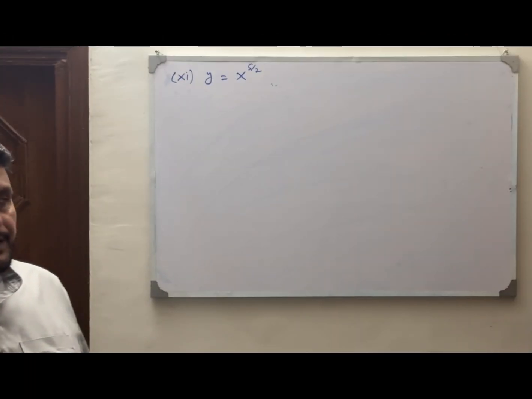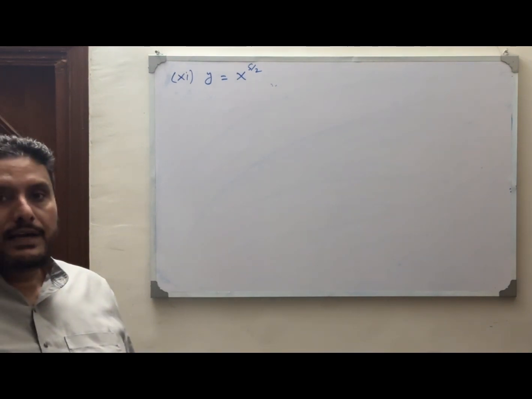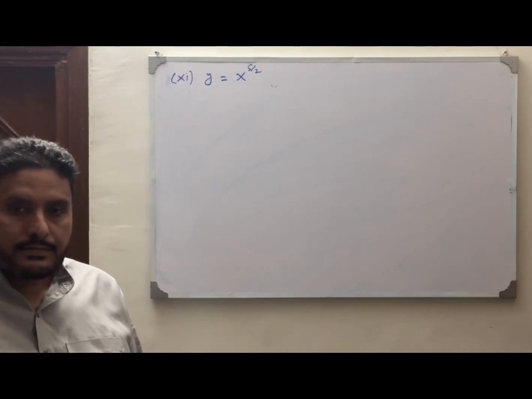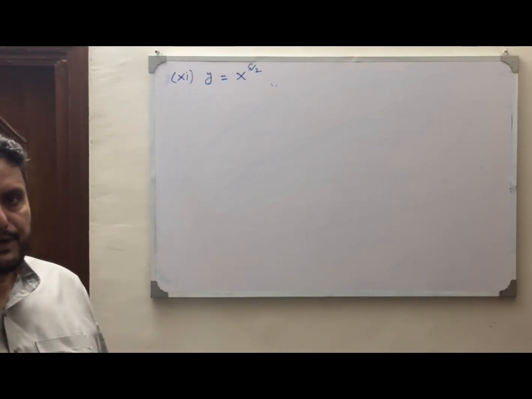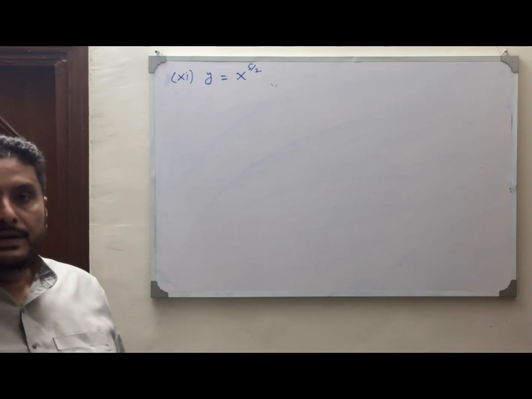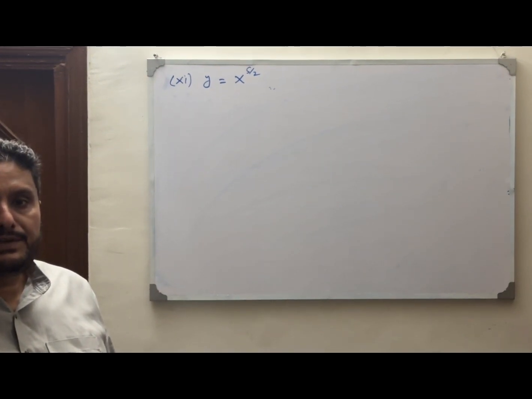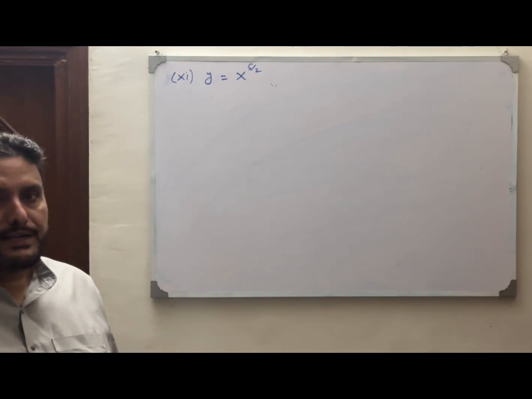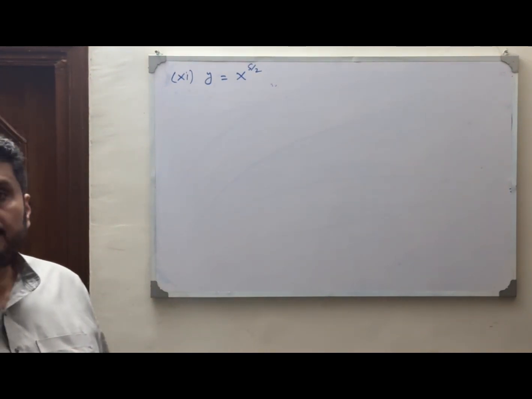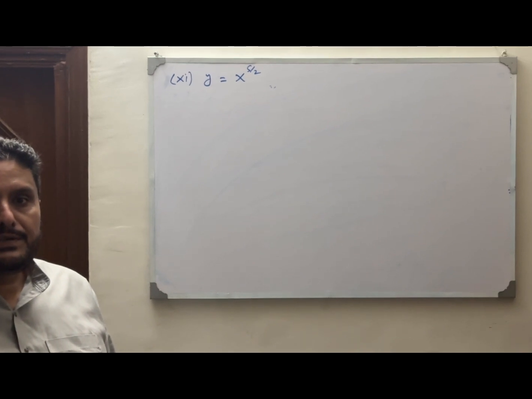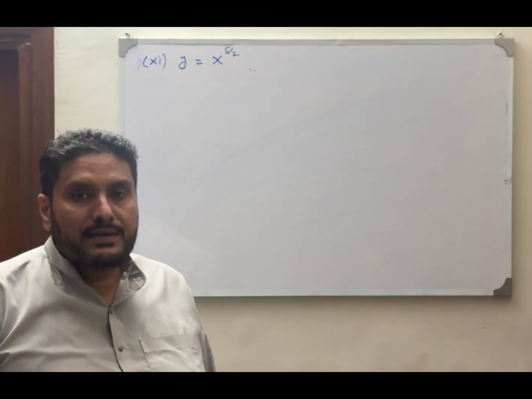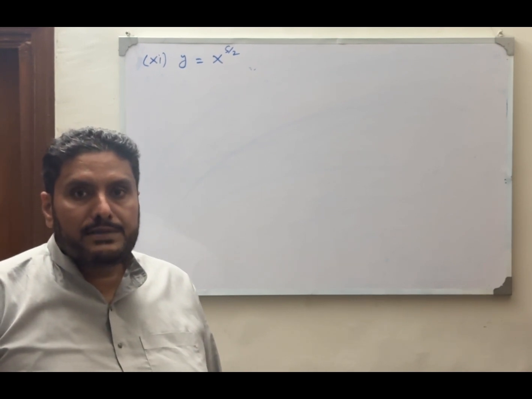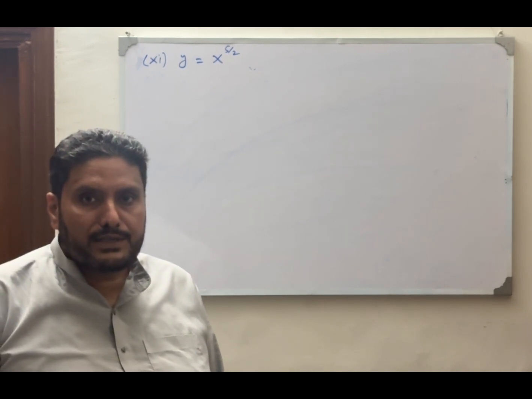In next part we have another function y is equal to x power 5 by 2, for which we have to calculate the derivative by using the ab initio method.